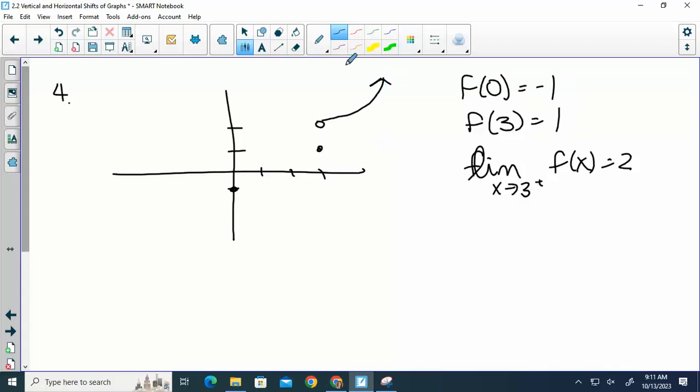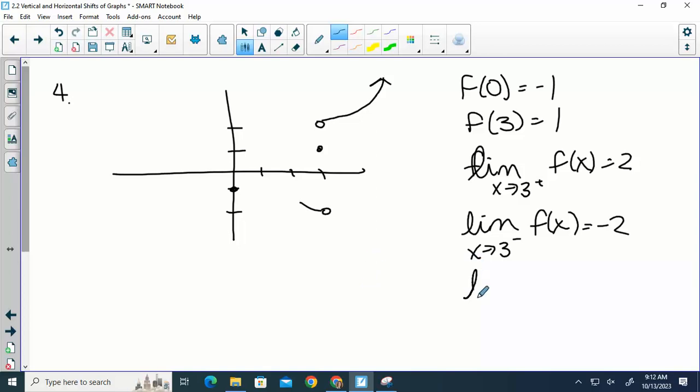Okay, it doesn't really matter what this line looks like, it's just approaching it. The next one said the limit as we approach 3 from the left was negative 2. So again, I can't have another closed circle, but as I'm coming in from this side, it has to be going to negative 2. Okay, and I don't really know what this graph is doing yet, except it's going there.